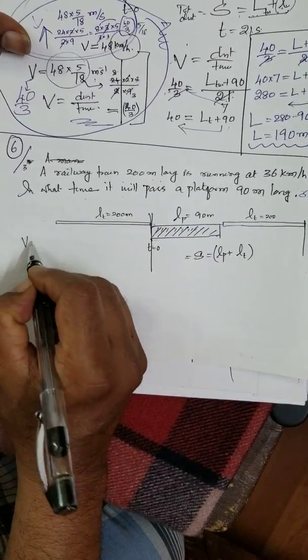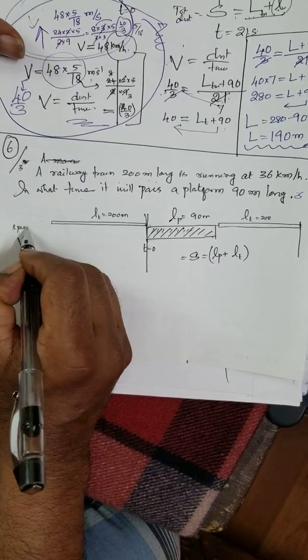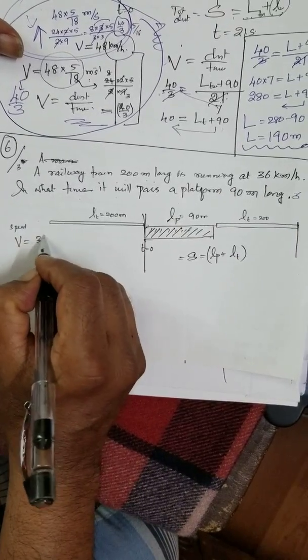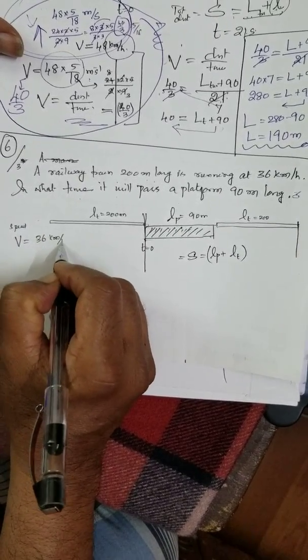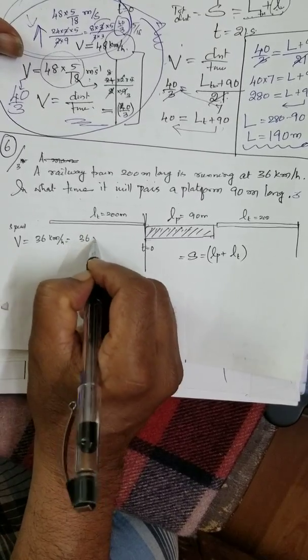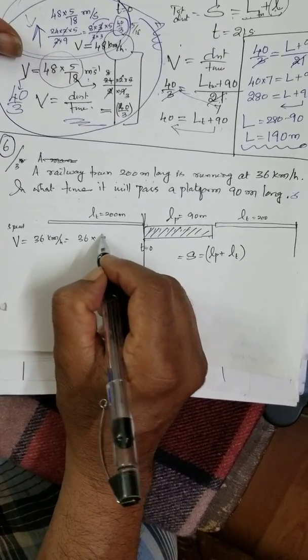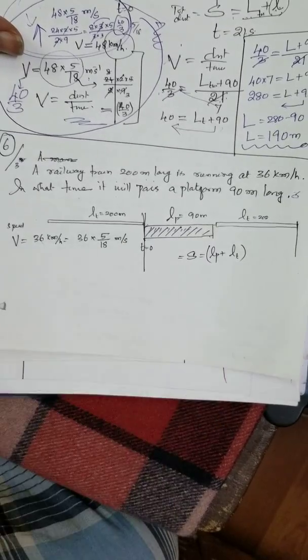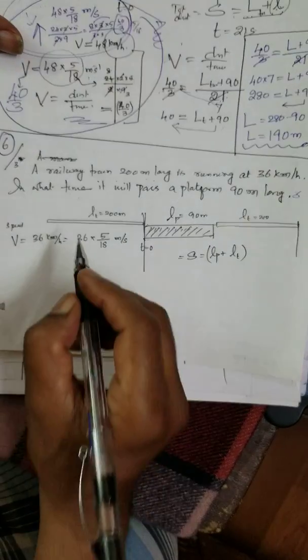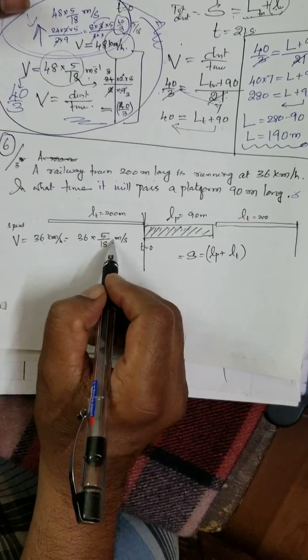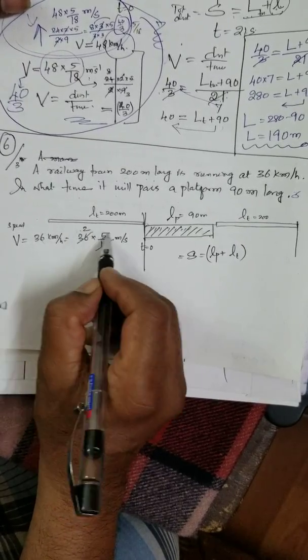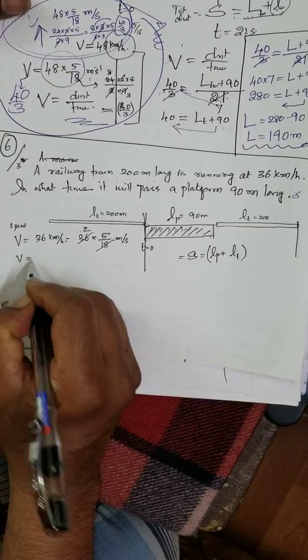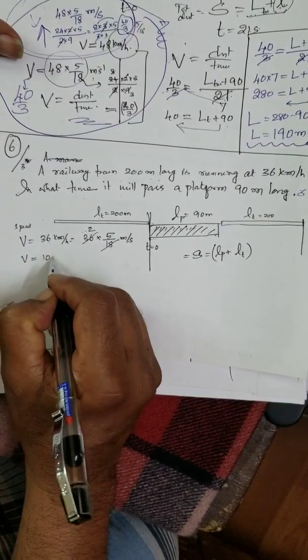Therefore, what is the speed? Velocity is given by 36 km per hour. What is the conversion factor? 5 by 18 meter per second. That means 2 times 18 goes into 36, leaving 10. Therefore, velocity or speed of the train is 10 meter per second.